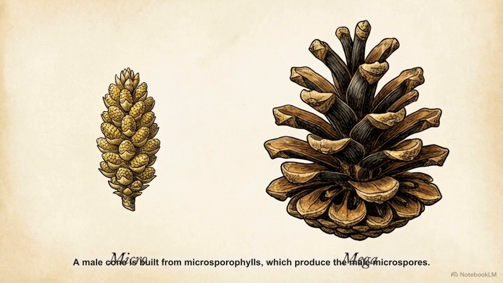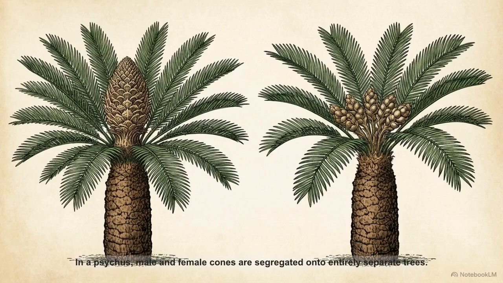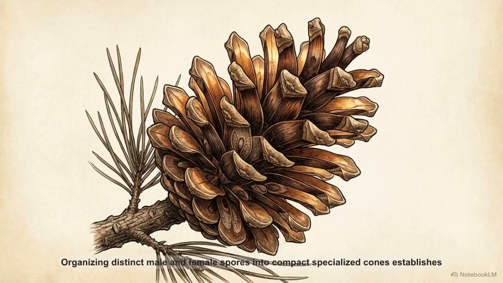A male cone is built from microsporophylls, which produce the male microspores. A female cone is built from megasporophylls, which shelter the female megaspores. In a pine tree, you will find both the male and female cones growing on the exact same plant. In a cycas, male and female cones are segregated onto entirely separate trees. Organizing distinct male and female spores into compact, specialized cones establishes the architectural prerequisite necessary to produce a true seed.